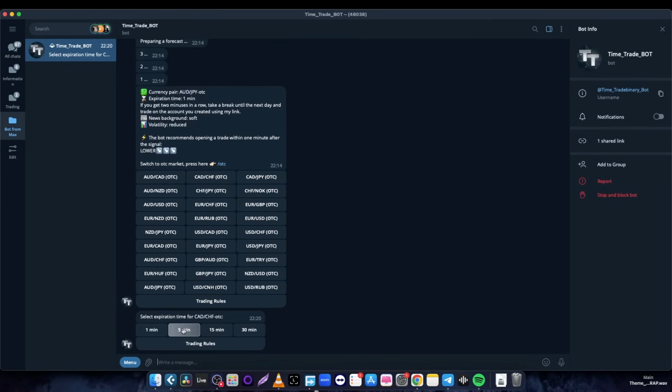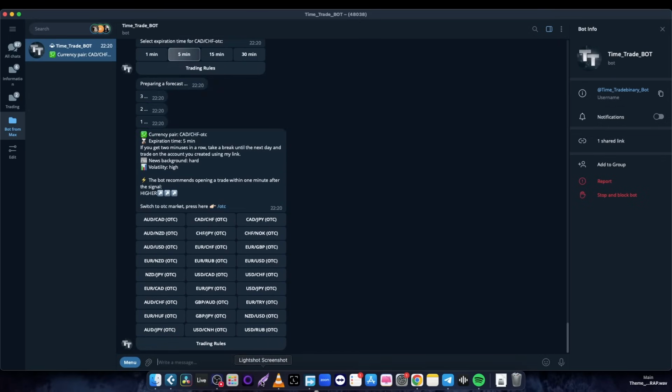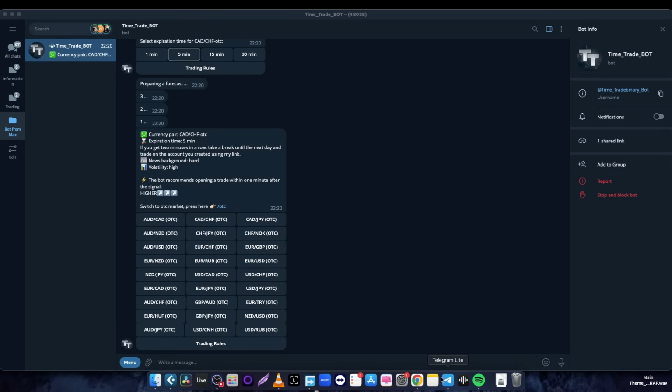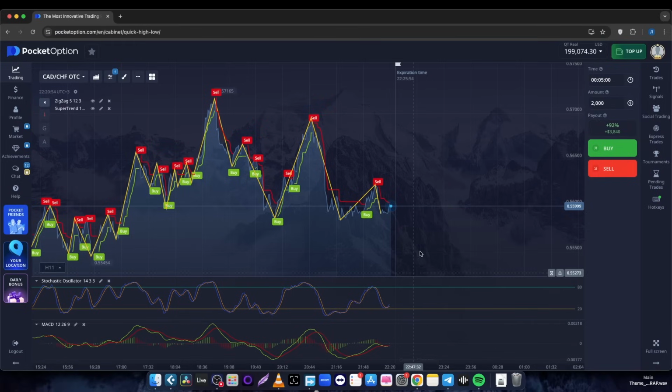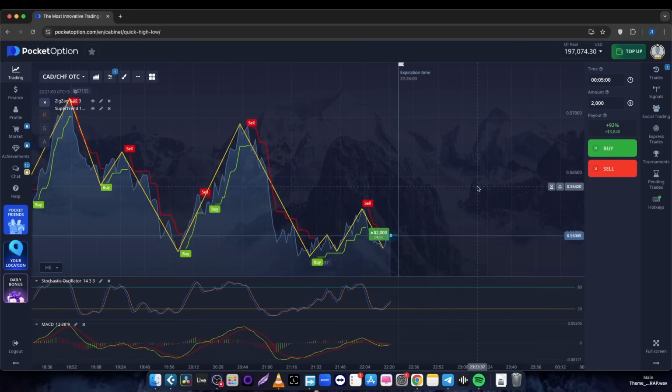To receive a signal, I return to the trading bot interface and press the expiration time button. After analysis, I see that the neural network predicts an upward price movement. Well, I go to the Pocket Option broker, carefully look at the chart, and assess the situation on the market. Okay, I press the green button and watch the progress of this trade.